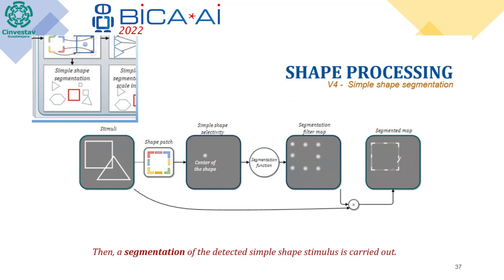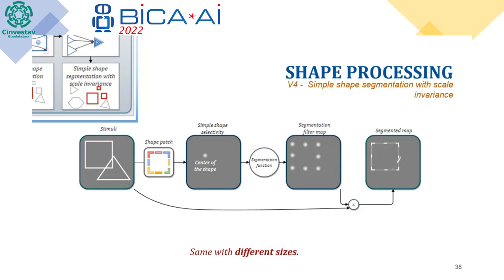And then we obtain the shape segmentation, where a segmentation of the detected simple shape is carried out, where we use the shape for obtaining the simple shape. Now we will make a segmentation of the original picture, maybe from the retina, or we can use, for example, the V1 maps or something like that for the segmentation of the shape. And also for achieving the segmentation with scale invariance, it is the same, but we use different sizes of shapes.